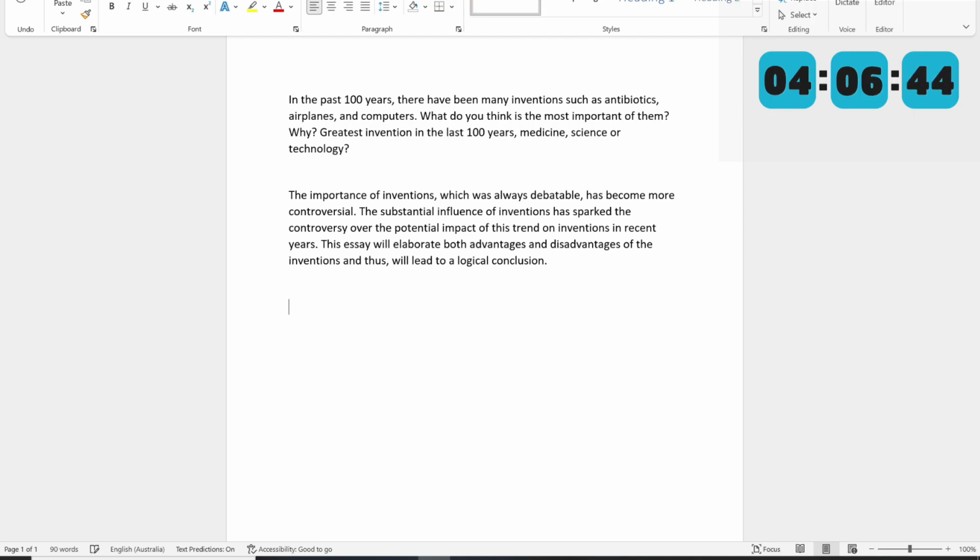In the exam, I'll just press enter once. Now I'm doing it twice, just so it's easier for you to see where the next paragraph starts.